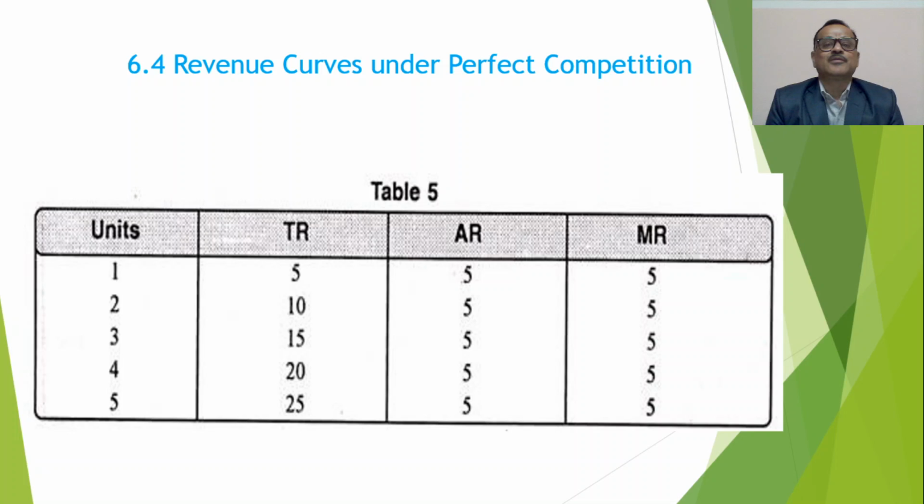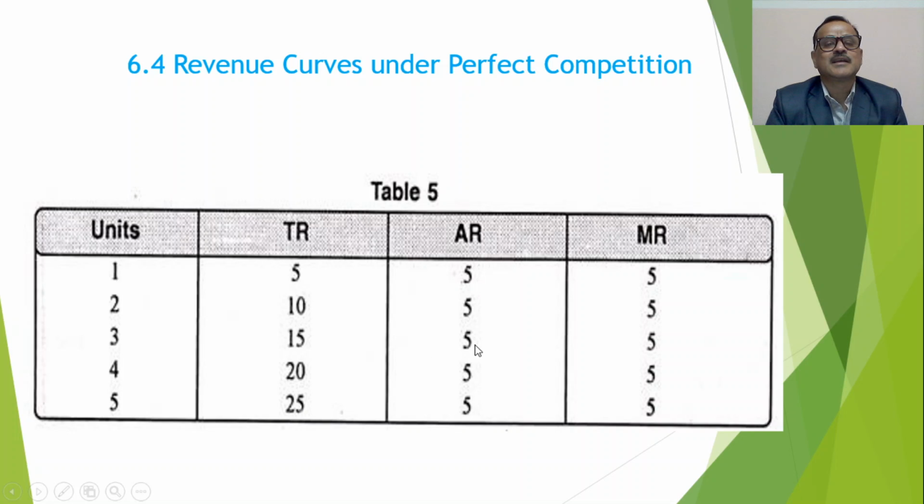Here in the table, revenue under perfect competition. As you know, in perfect competition price is constant. So AR, the price, is fixed. Whatever the quantity sold, unit 1, 2, 3, 4, 5, AR is the same. But TR is increasing constantly. 5 for 1 unit, 5 into 2 is 10 for 2 units, 5 into 3 is 15, 5 into 4 is 20, and 5 into 5 is 25.